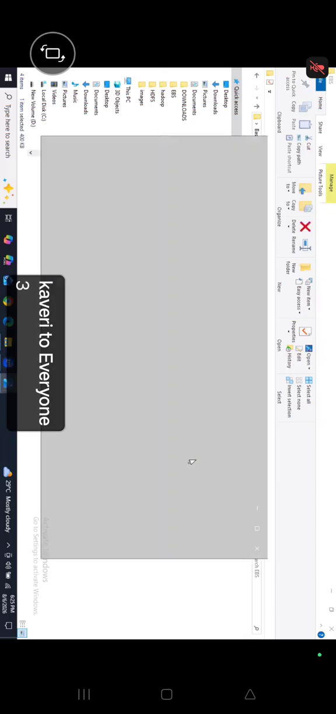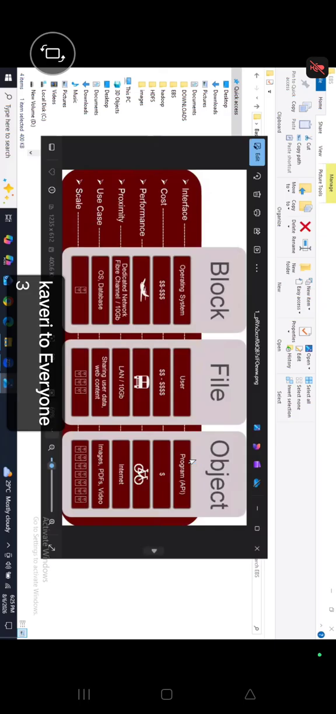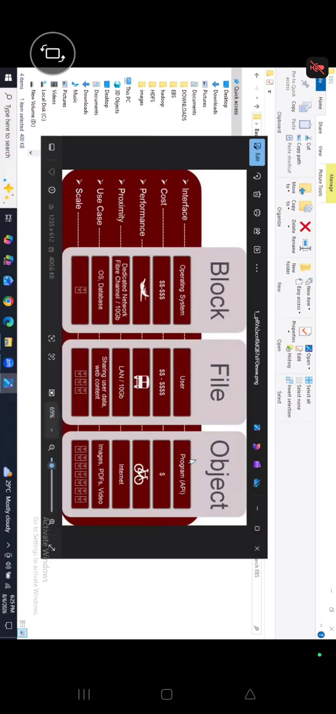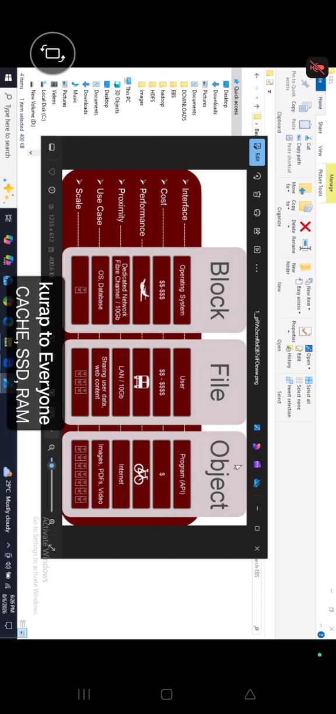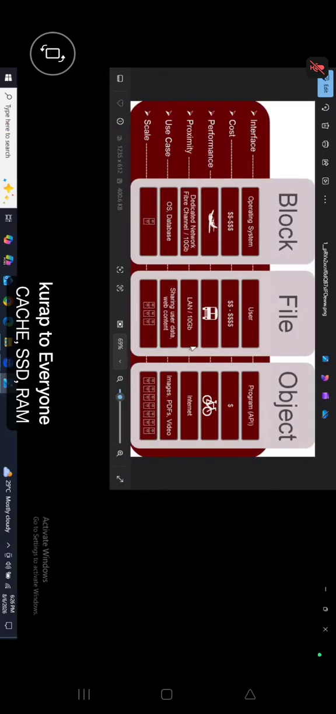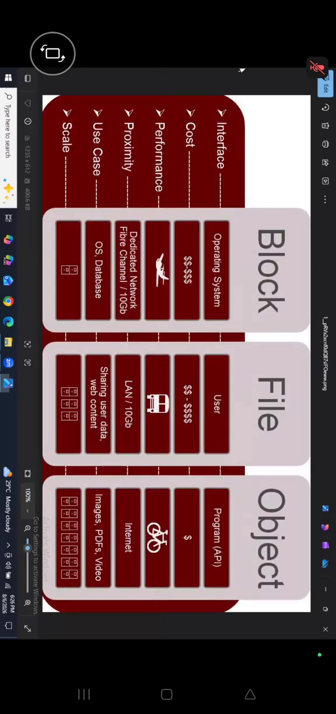So we don't have much time now, so that's why I'm unable to explain more. With the help of an image, easily you are going to understand, no issues. So let's see here. First, block storage. Using this diagram, easily you are going to understand the main differences between block storage, file storage, and object storage, right?